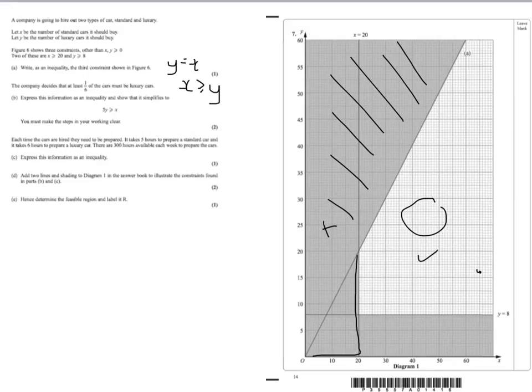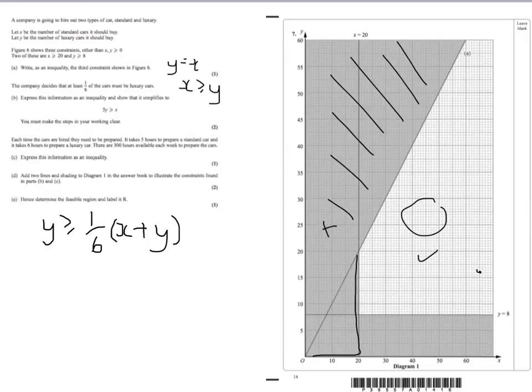So, what it's saying there is out of our total of the cars, a sixth of them have to be luxury cars. Now our total is x plus y, because that is how many cars we've got in total. We've only got two types of cars, standard and luxury, so the total number of cars is going to be x plus y. Now luxury cars, we said, was y. So we know we want y to be at least a sixth of that total. So I've got y being at least, so that's greater than or equal to, a sixth of the total number of the cars that we've got.